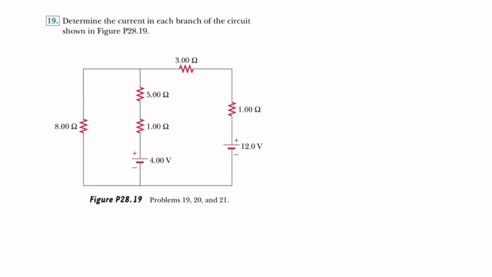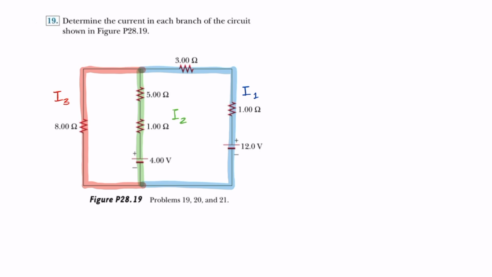Here we have a circuit and we have to determine the current in each branch of the wire. So first let's distinguish what each of the branches are by color coding them. Here's 1, 2, and 3. Now we can just label them as current 1, current 2, and current 3.